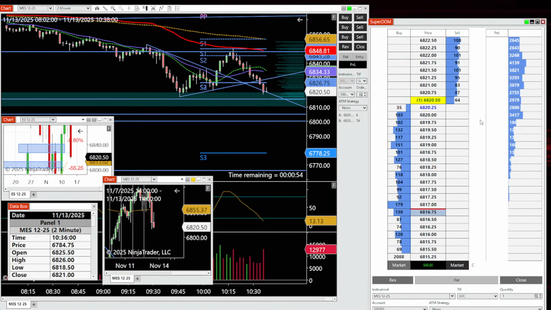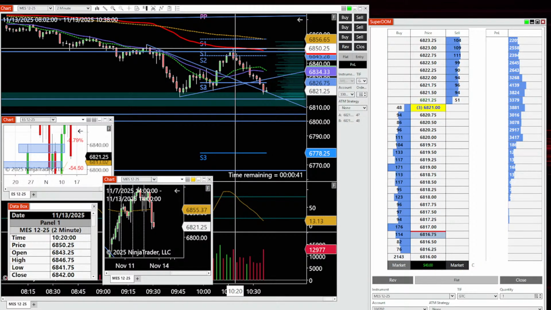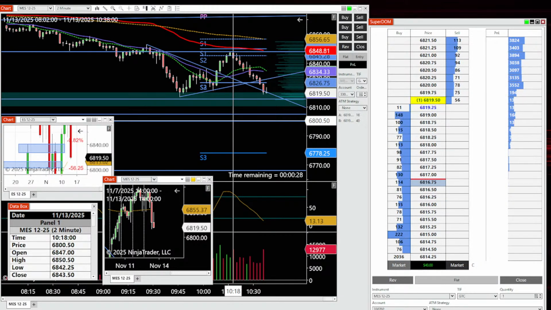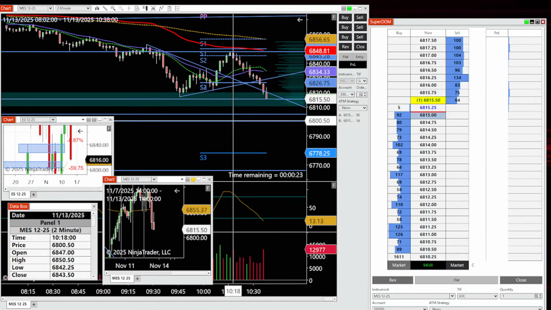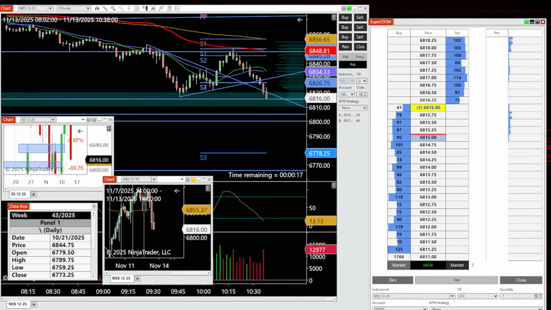Bouncing off the 20 level. Down here last time it bounced about 30 points. Is it going to bounce or is it going to crack down here? All right, made a new low. Made a new low of 15.